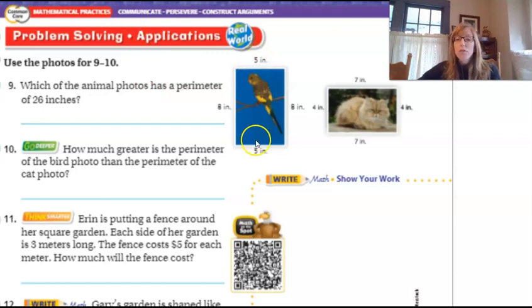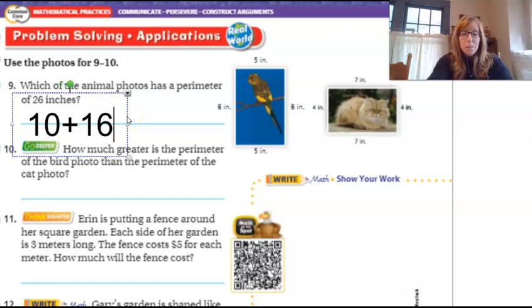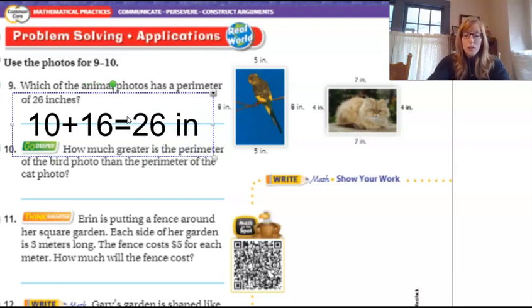So we know 5 plus 5 is 10. And then we add up the other two sides. 8 plus 8 is 16. So 10 plus 16 equals 26. So that would be 26 inches.